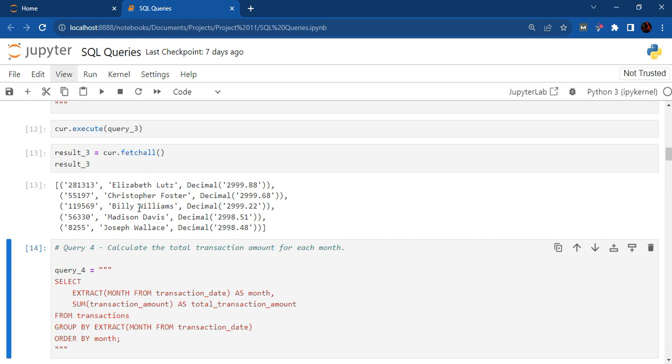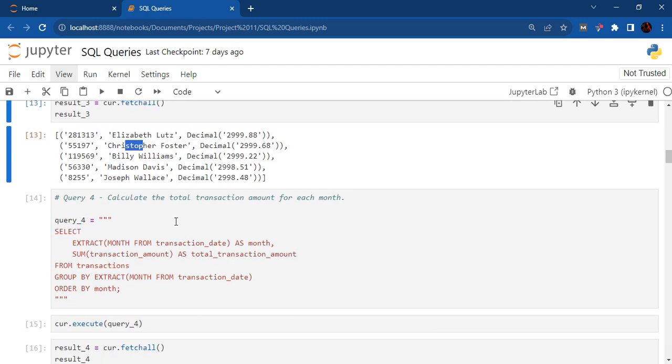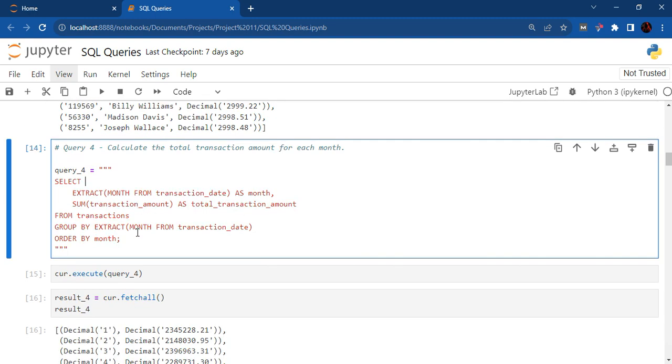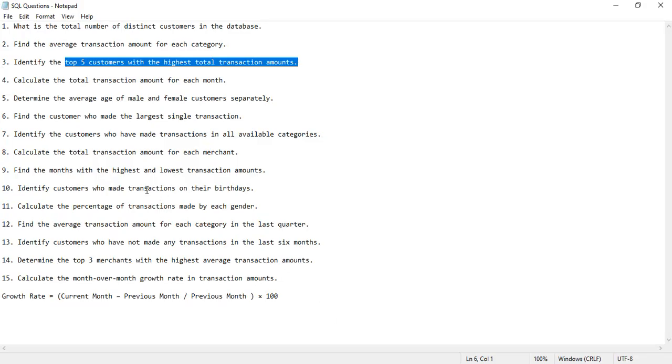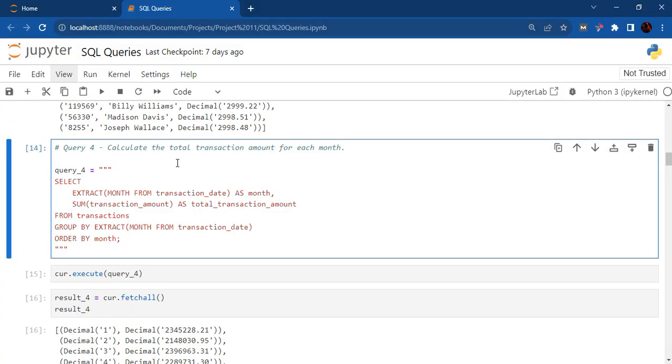These are our results over here. So Elizabeth Lutz, these are the IDs, then these are the total transaction amounts. Then this is for this person too, and others too. Okay, so let's go to the 4th query, which is to calculate the total transaction amount for each month.